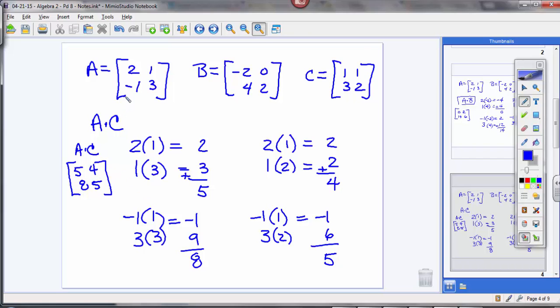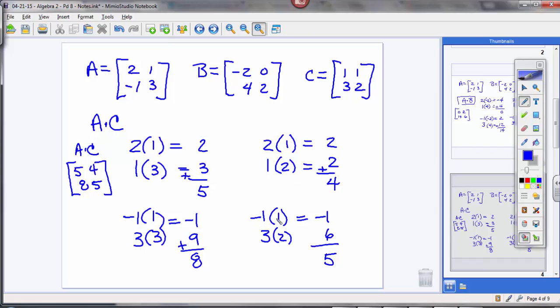Next, we'll take row 2 of matrix A, rotate it 90 degrees, and step through column 1 and then column 2 of matrix C. Negative 1 times 1 is negative 1. 3 times 3 is 9. Combining negative 1 and 9, and we get 8.